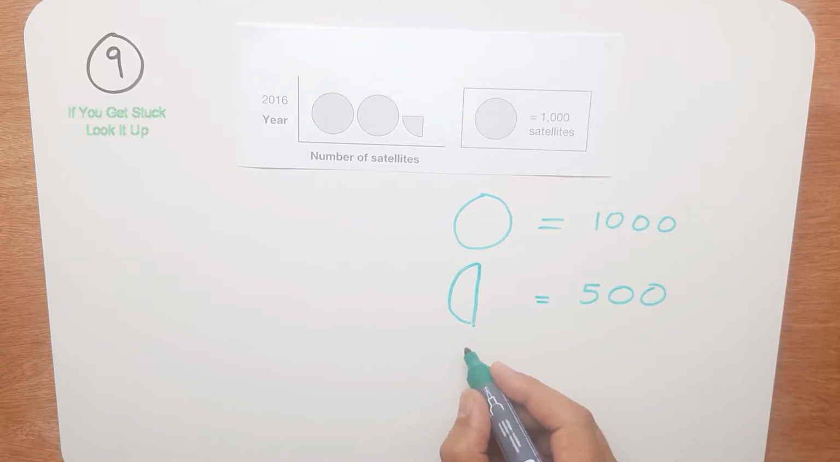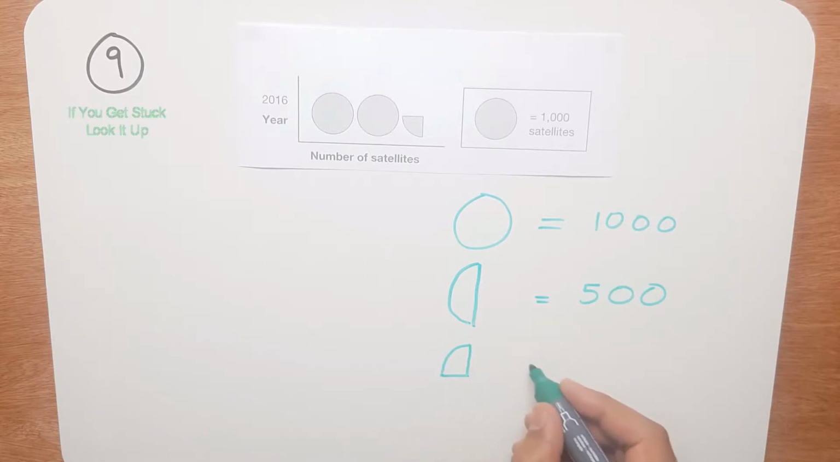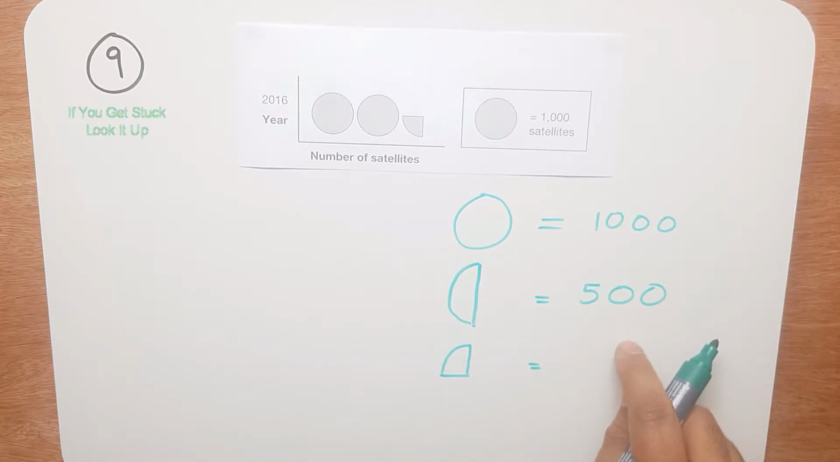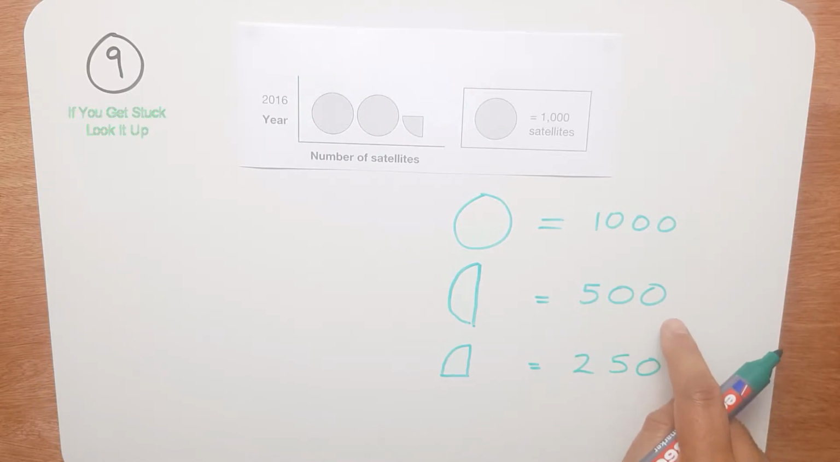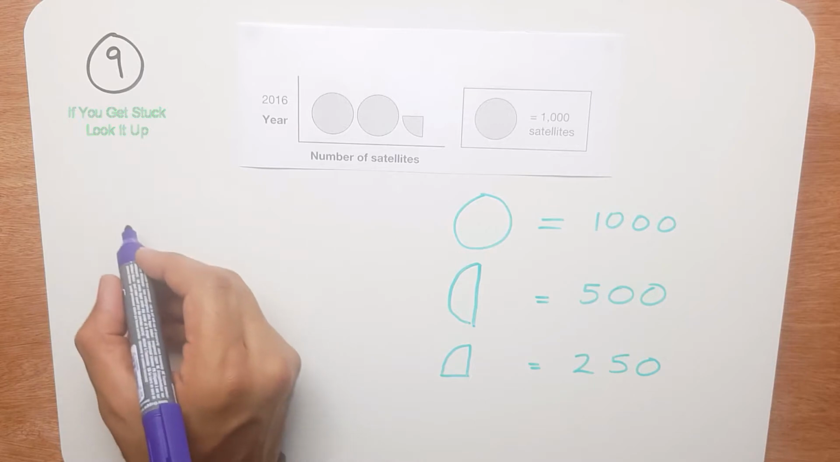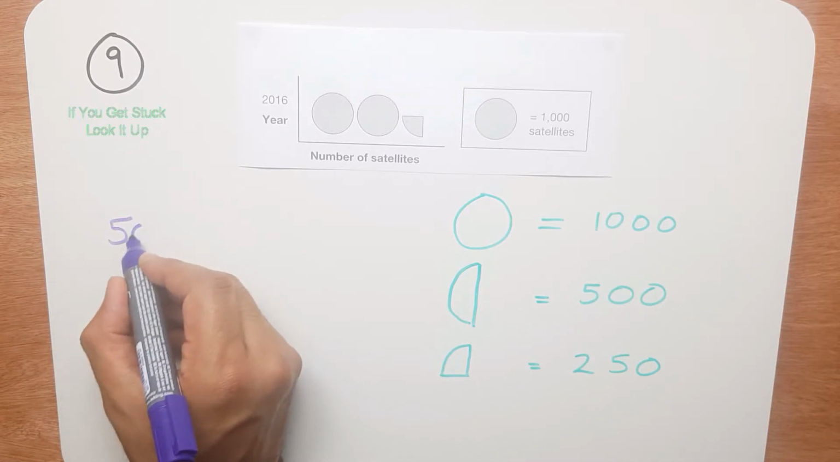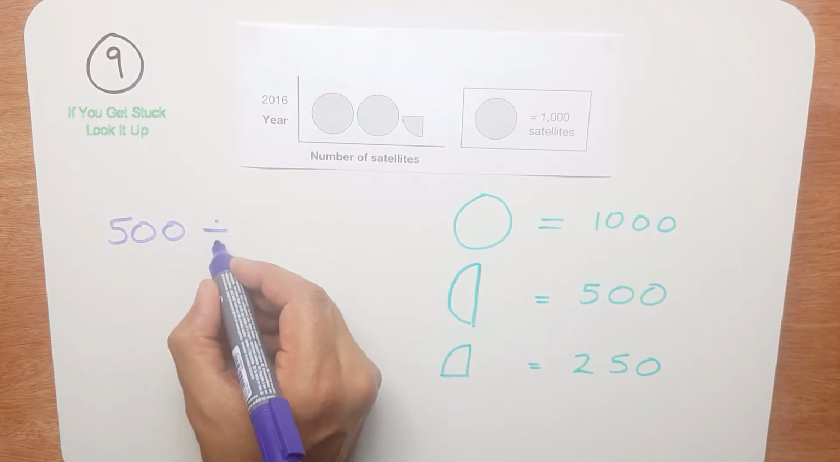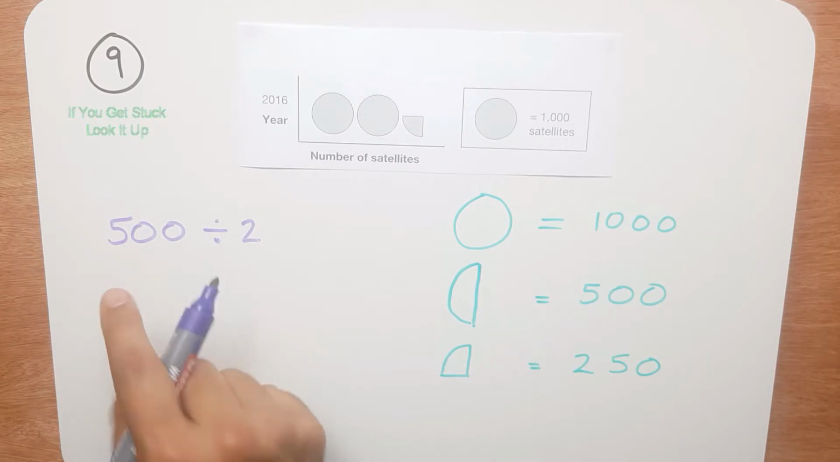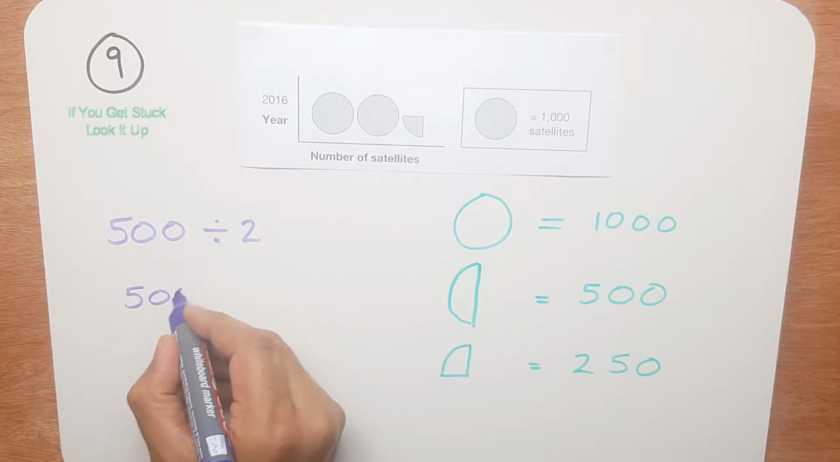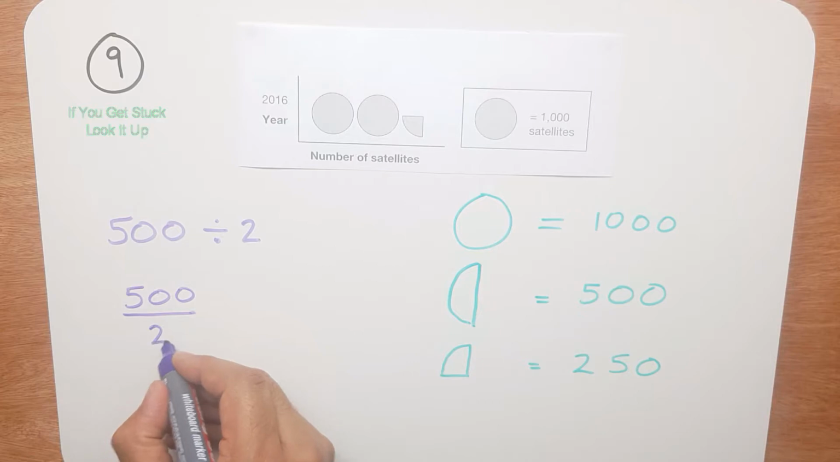and a quarter of a circle would be half of that, which is 250. Now how did I get that? Let me have a look. So I've got to do 500 divided by 2, and I like to write it as 500 divided by 2.